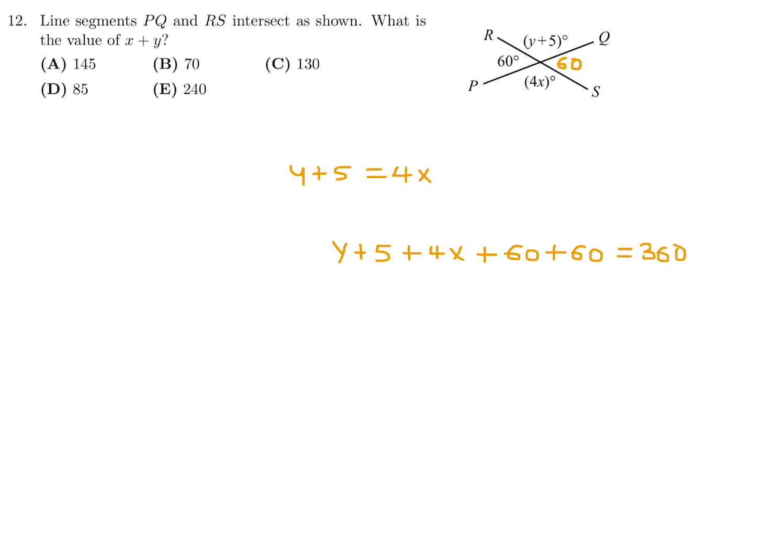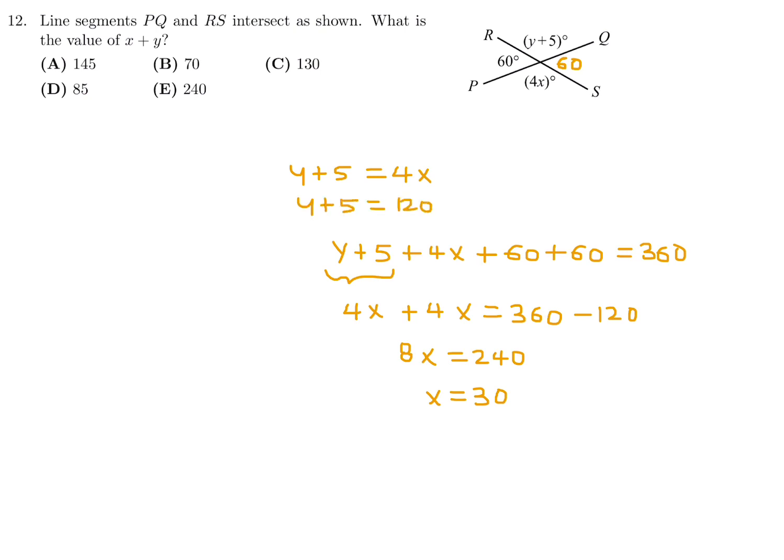And then y plus 5 is just 4x from up here, so we can substitute that in. So 4x plus 4x is equal to 360 minus 120. So that's going to be 8x is equal to 240. So x is equal to 30. And substituting back into here, y plus 5 is 4 times 30, so 120. So y is 115. So x plus y would be 30 plus 115, which is 145. So number 12, the answer is A.